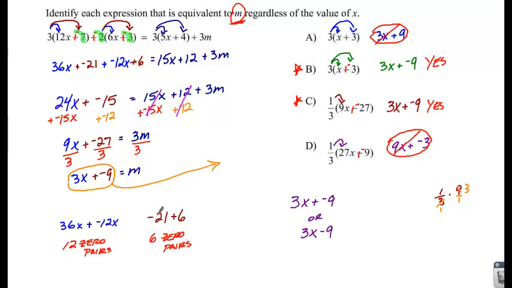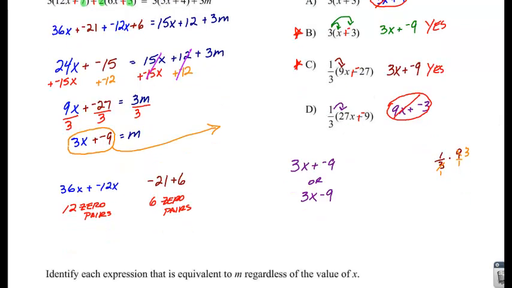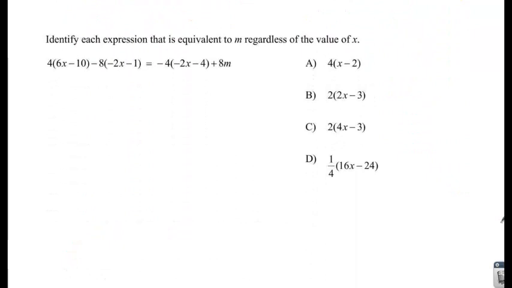I'd like you to pause the video, try to work the problem for yourself, and then start the video up, check your answer. So here is our problem. Go ahead, pause the video, and then start it up, and we'll go through this one together.